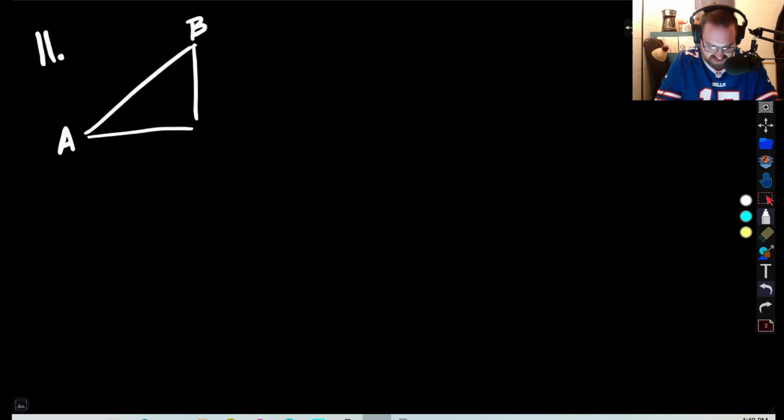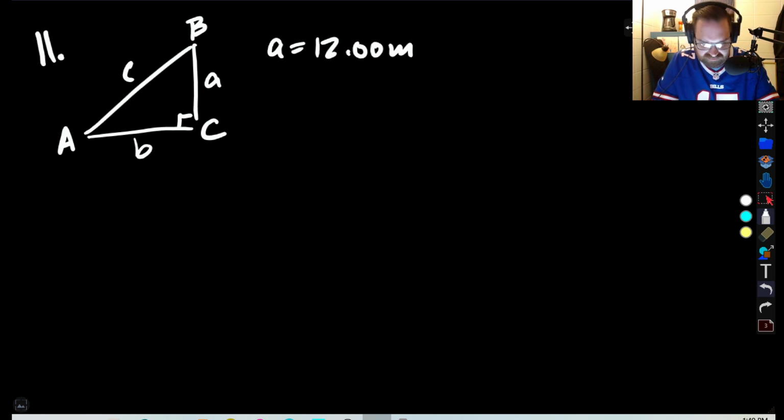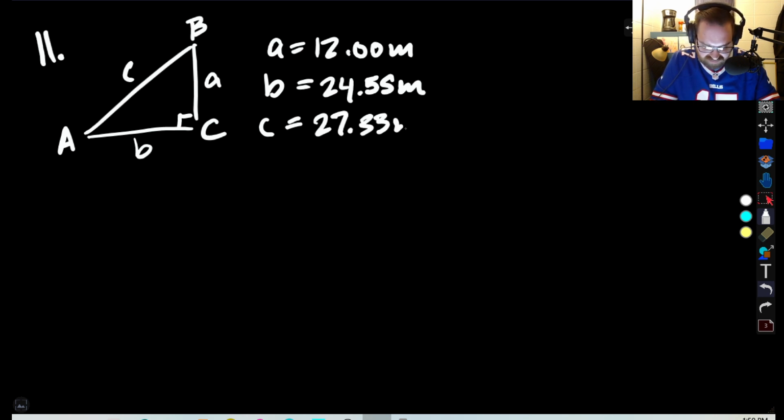All right, so same situation. A, B, C, draw our triangles. C, A, B. So this is given to me at 12.00 meters. So 4 significant digits here. B, this is also given to me, 24.55 meters, and C, 27.33. Okay, so I don't have my A.